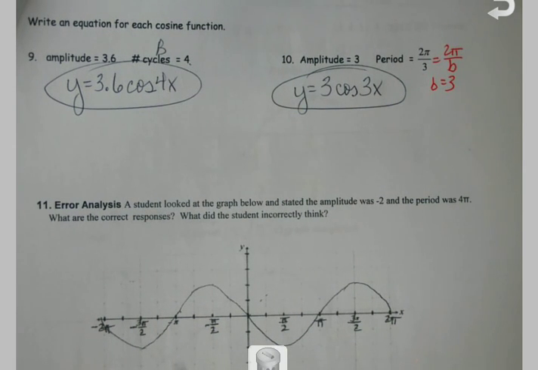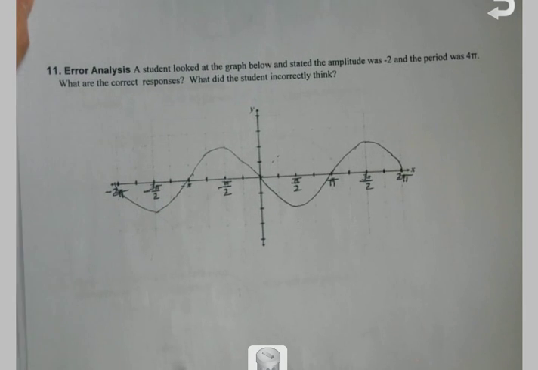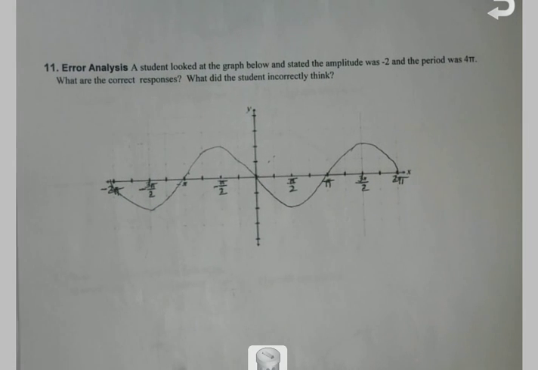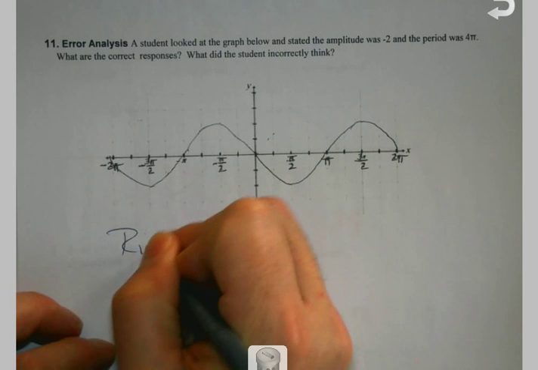Now, the big one. You're like, why is this the big one? Because there's a lot of questions, and I'm actually asking you to explain some things so I know that you get what's going on here. Okay, error analysis. The student looked at the graph below and stated that the amplitude was -2 and that the period was 4 pi. What are the correct responses, which means they're wrong? Don't say they did everything right. No, they didn't. What did the student incorrectly think? So not only what's the right answer, but why do you think the student thought the answers were what they thought? So, first things first, move this up a little more. All right, let's get the right answers done here first.